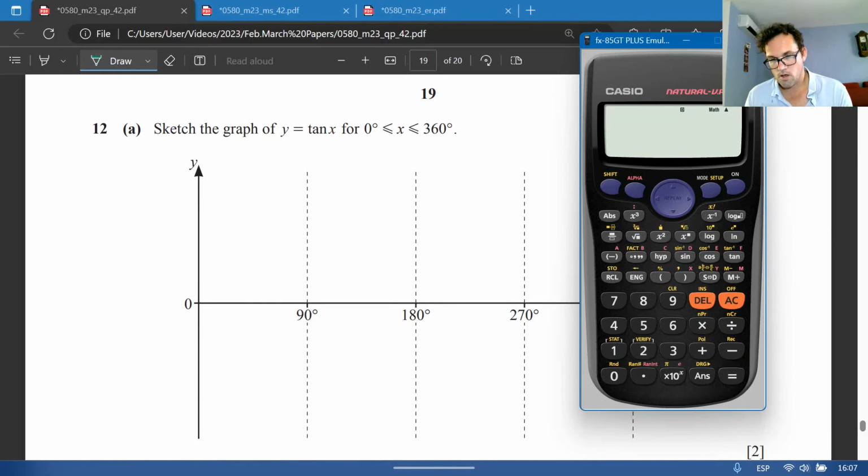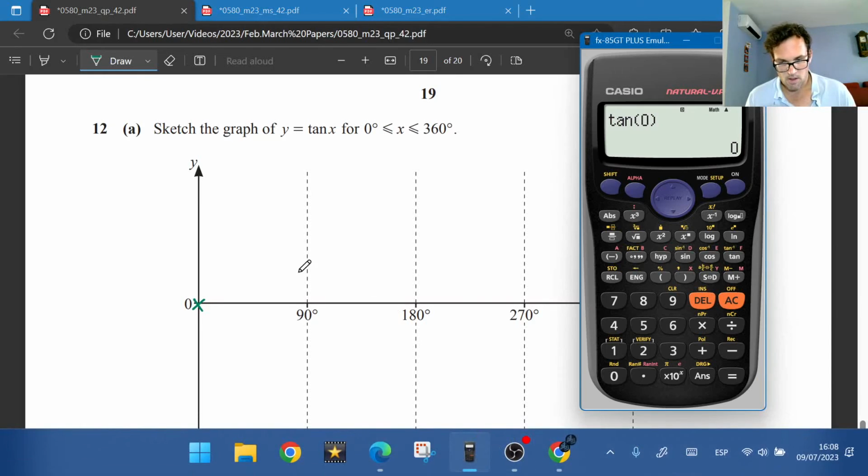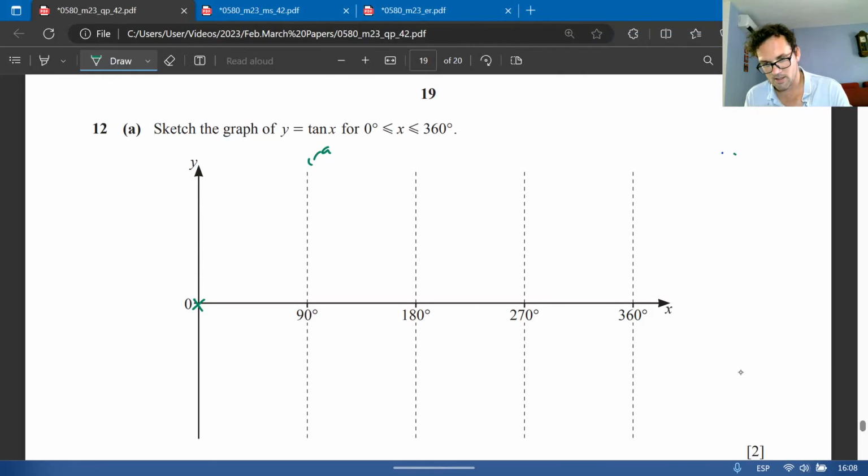We want to know what is tan 0. If we put tan 0 in, we get 0. So we know if the angle is 0 for tan, the answer is 0. So we'll go through the point 0. Let's try tan 90. So let's change that for a 90. And we get a maths error. So the tan graph is not going through 90 degrees. That means this is an asymptote, yeah? It's when it doesn't touch.